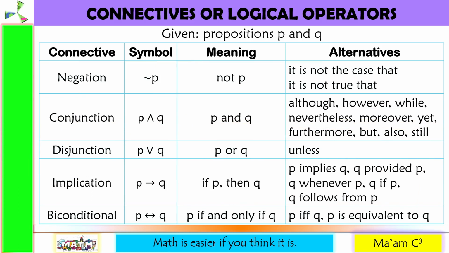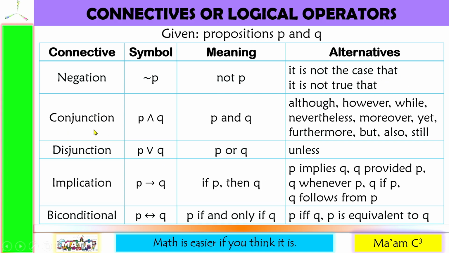In our previous lesson, I have already introduced the different logical operators and their meaning. Now, I have included their corresponding symbols as well as other alternative words that you might encounter that have the same meaning. The first one is negation, denoted by this symbol. This is tilde, and this is read as not P. Alternative words for not are it is not the case that or it is not true that.